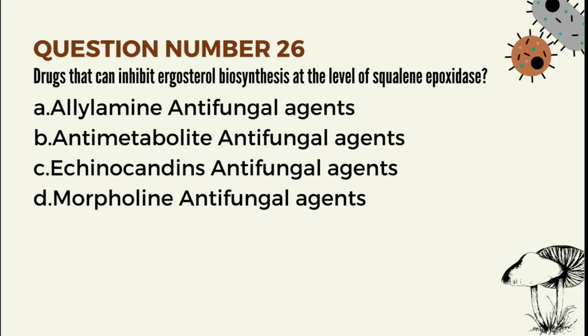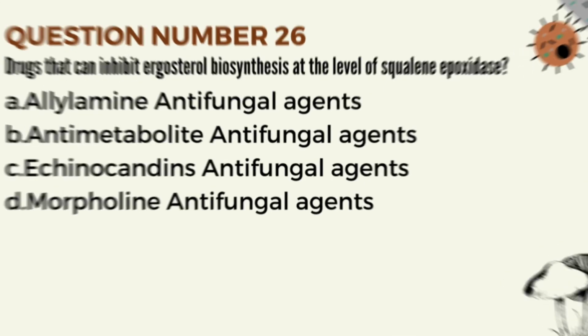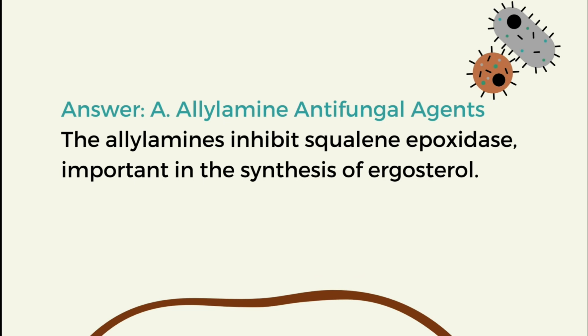For question number 26, drugs that can inhibit ergosterol biosynthesis at the level of squalene epoxidase. A. Allylamine antifungal agents, B. Antimetabolite antifungal agents, C. Echinocandin antifungal agents, or D. Morpholine antifungal agents. Answer is letter A, allylamine antifungal agents, because allylamines inhibit squalene epoxidase, important in the synthesis of ergosterol.